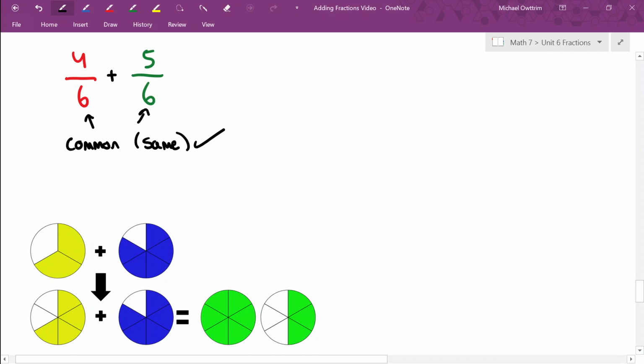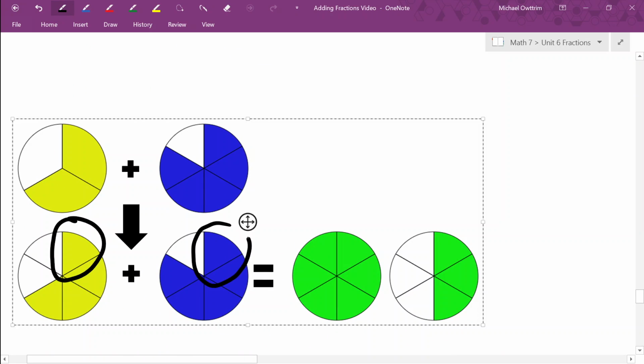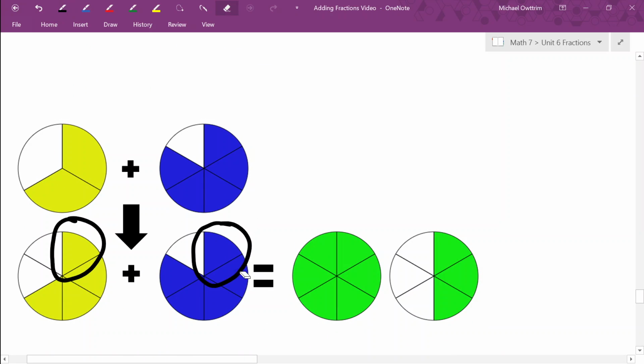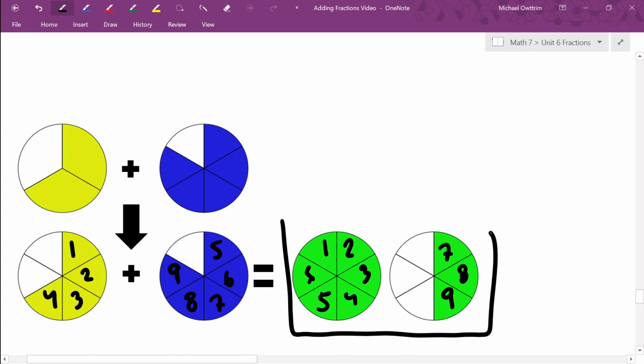Now our sections are the same size as each other. This section here is obviously the same size as this section here, and so we can go ahead and count them up. I have 1, 2, 3, 4 sections from the yellow one, plus another 5, 6, 7, 8, 9 sections from the blue one. And so if I rearrange those and fill them into some circles, I've got 1, 2, 3, 4, 5, 6, 7, 8, 9 sections in total as one group.